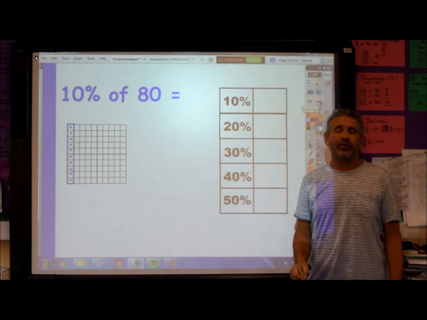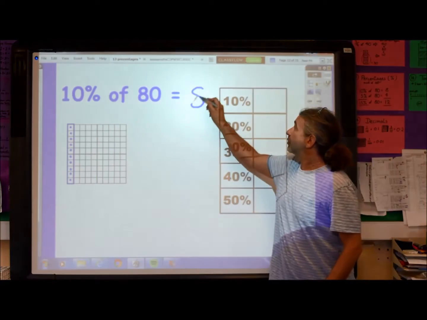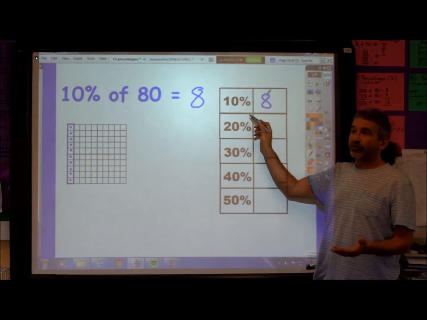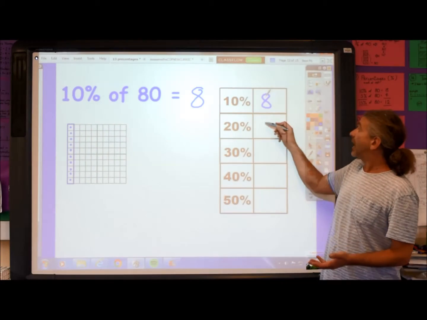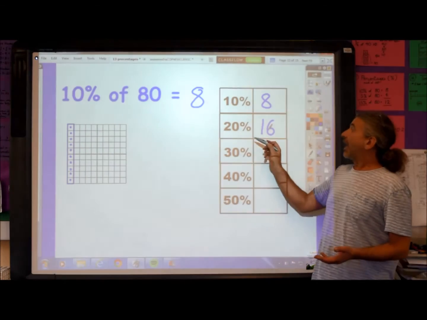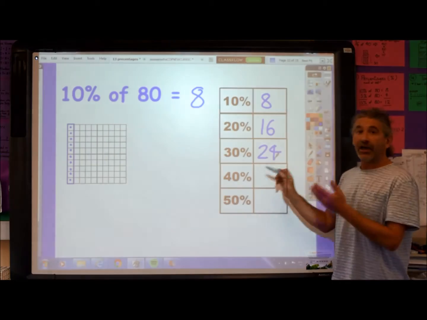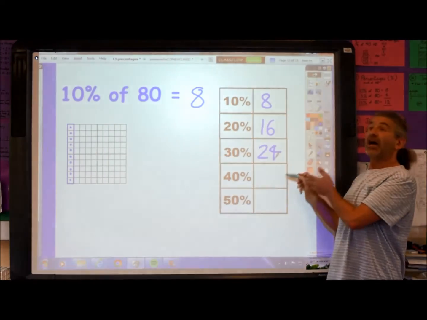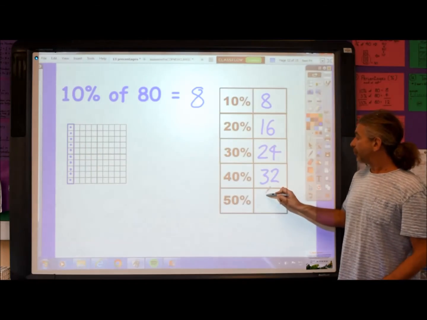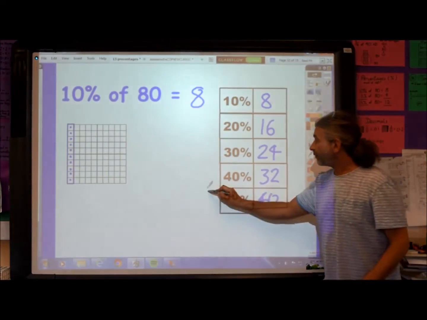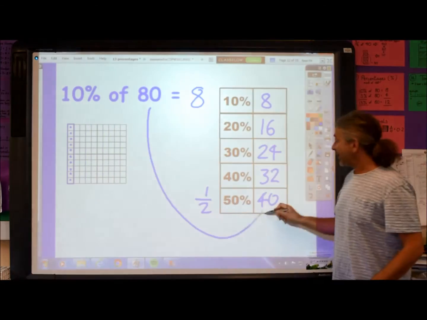I'll just do that again because I think this is quite important. 10% of 80 is 8. Now, if we know what 10% of something is, we can double it to find 20%. So double 8 will be 16. Add another 10%, another 8, 24. Add another 10% to make 40%, another 8 will be 32. And another 10% takes us up to 40. And of course, 50% is the same as a half. Half of 80 is 40.